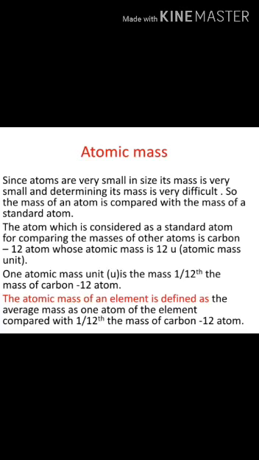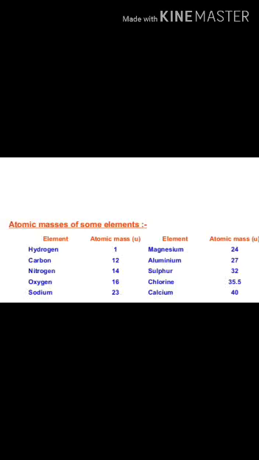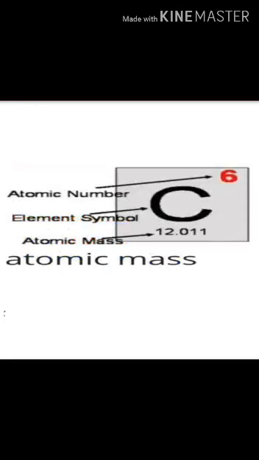The atomic mass of an element is defined as the average mass of one atom of the element compared with 1/12th the mass of a carbon-12 atom. Atomic masses of some elements. Hydrogen, atomic mass 1. Example for atomic mass: carbon.